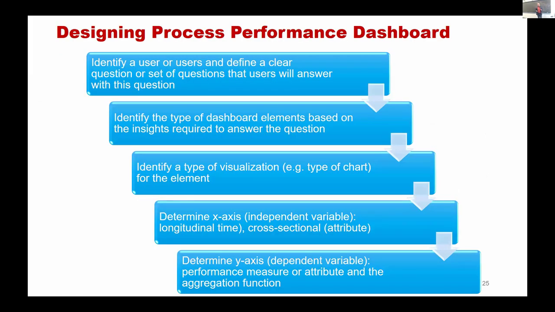And then, once you have picked the types of elements you want in your dashboard, like I'm going to put some performance indicators, some trend charts, some distribution charts, some cross-sectional charts, you then determine for every type of chart what you display on the x-axis. That's also called the independent variable. And what do you display on the y-axis, also known as the dependent variable? On the y-axis, you will typically put a performance measure. And on the x-axis, you will put either time or different countries or different business units or different stores or different types of products, etc.